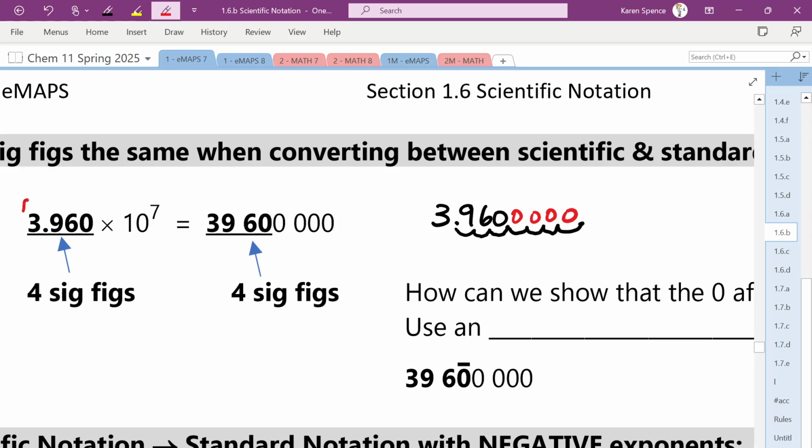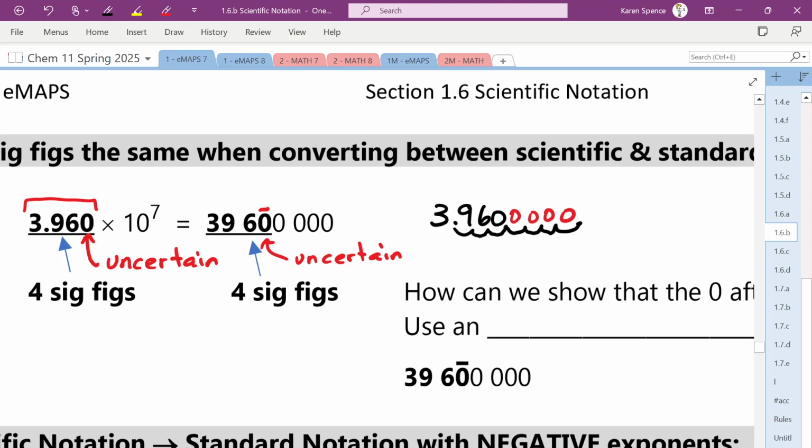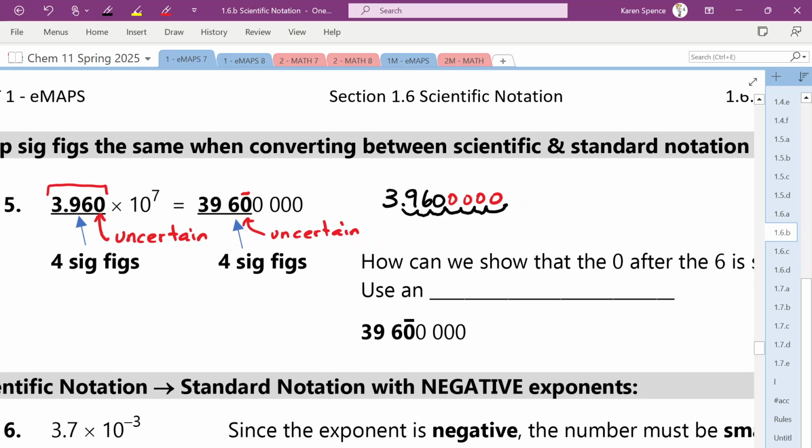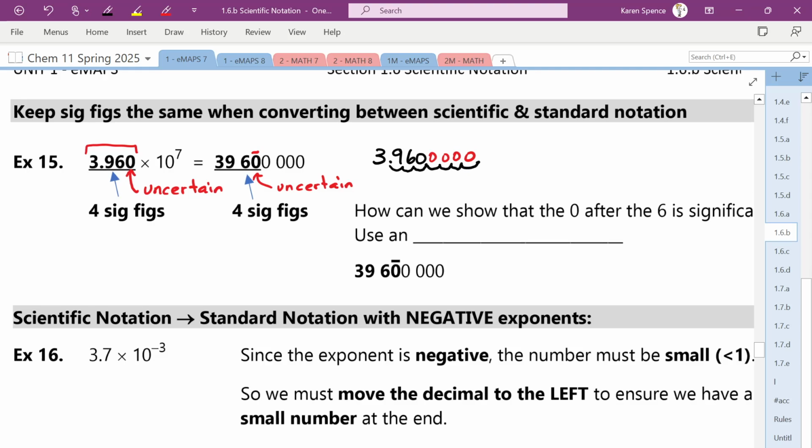But now remember that we have 4 sig figs, and that 0 there is the uncertain digit. So how can I tell you that that digit is uncertain? Put an overbar. That's the only way to do it. Okay? I know. Don't worry. After this unit, you probably will never have to use the overbar ever again. Ever? Probably ever.